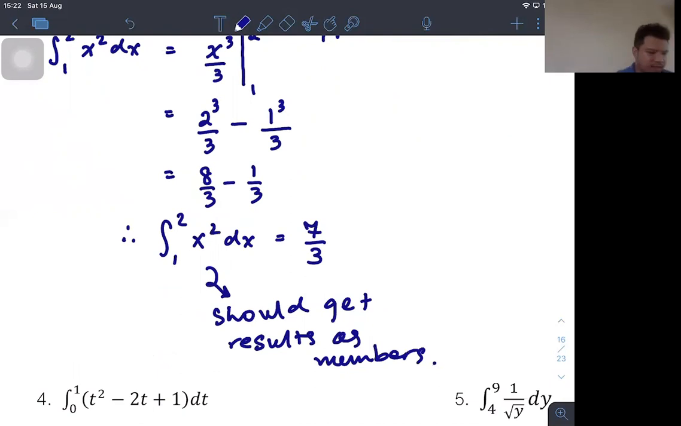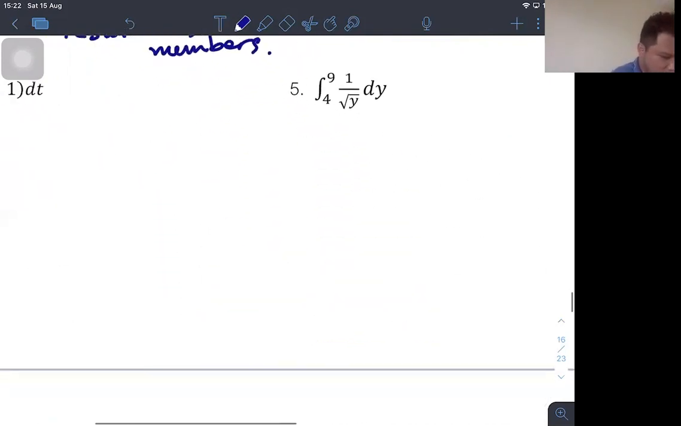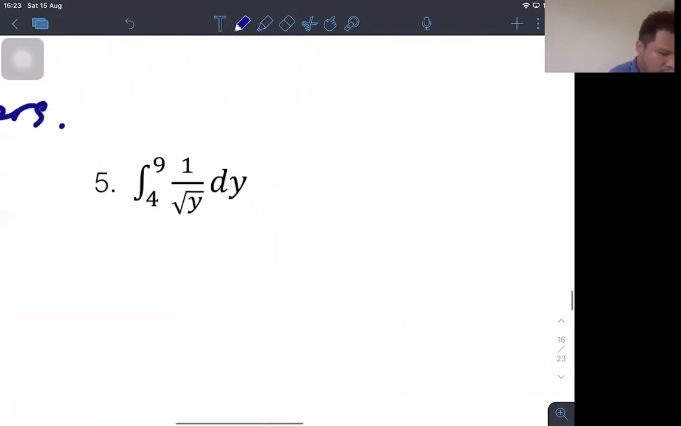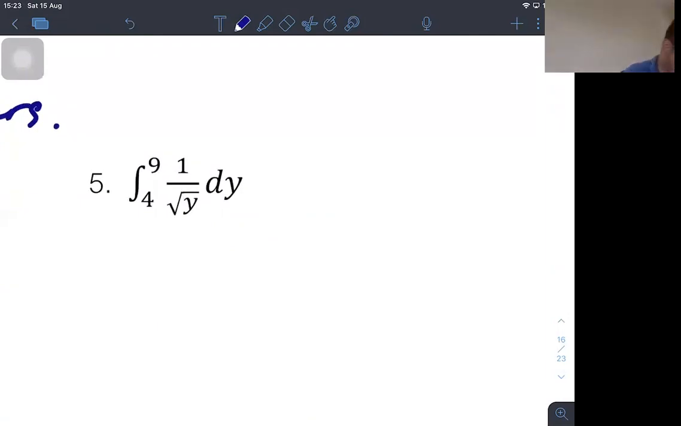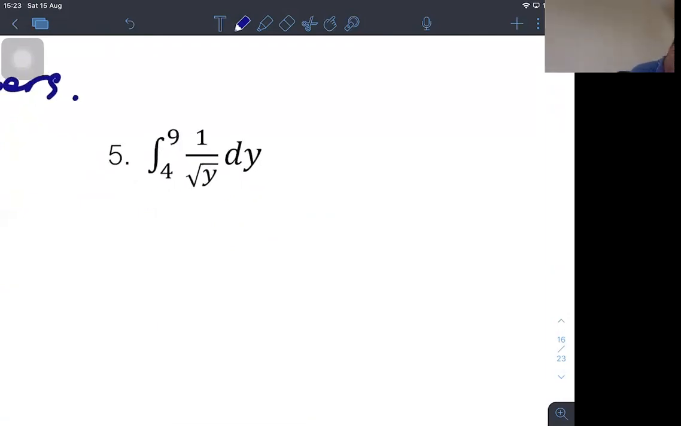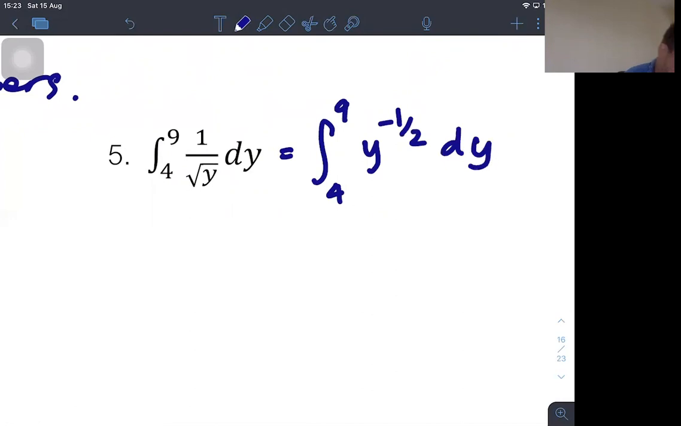Okay, so let's practice more examples. We're trying one that is not so straightforward like this. So for this integral, I would rewrite the integral. I put the upper and lower limits the same, but I rewrite square root y as 1 over square root y, as y to the minus 1 over 2 dy, right?